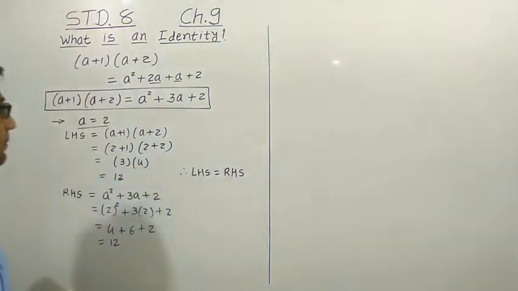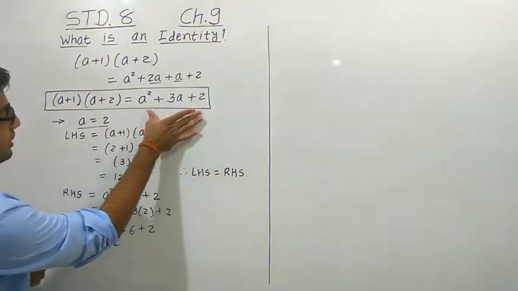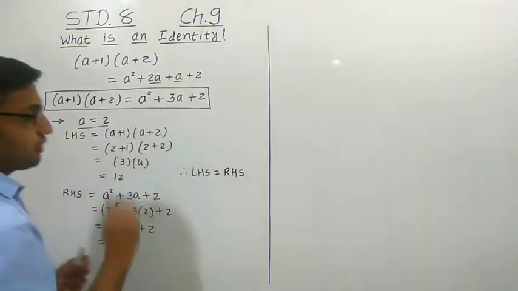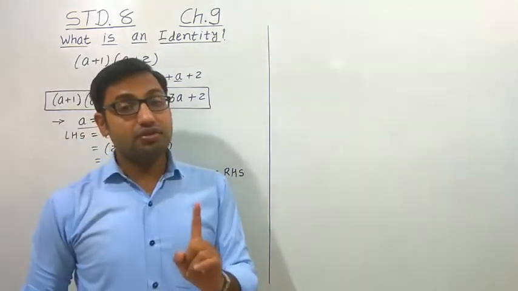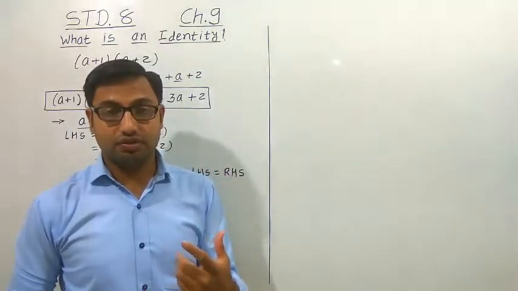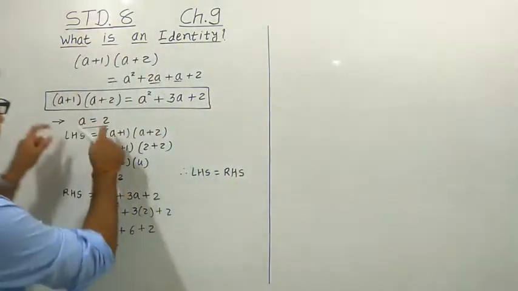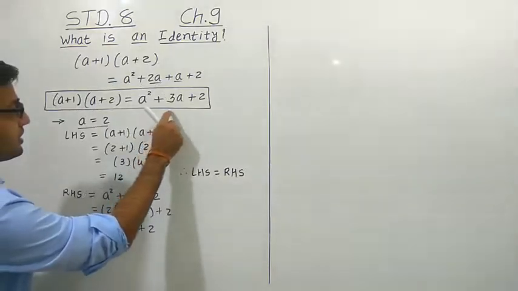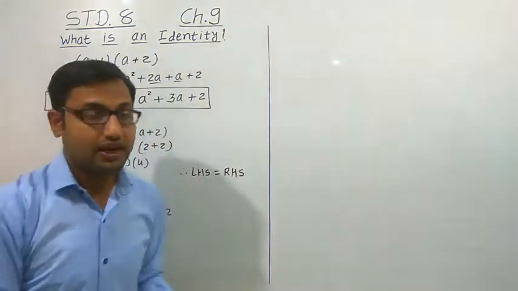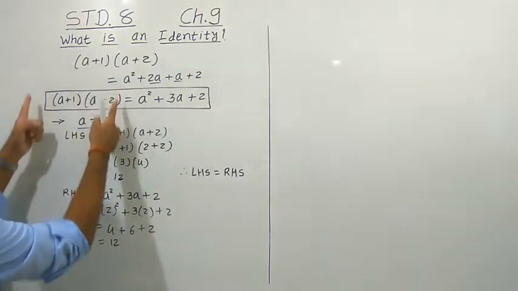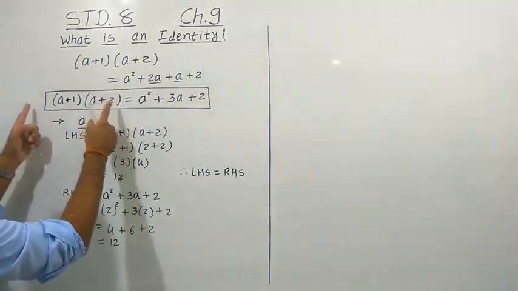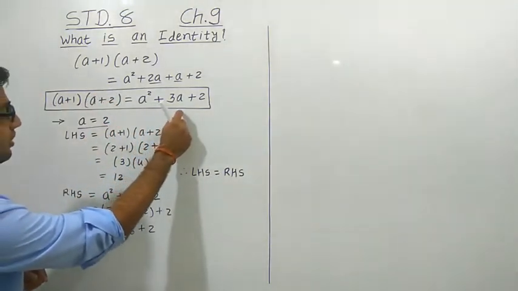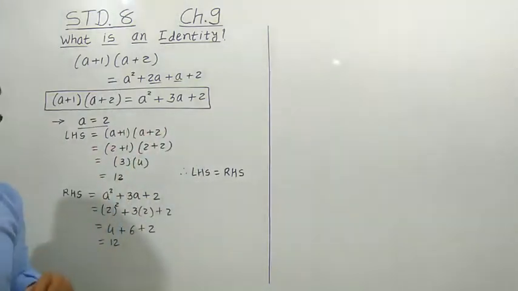It is because this is an algebraic expression, a square plus 3a plus 2, right? Whenever we want to factorize it, this is the factorized form of this algebraic expression. And whenever we are given this portion and we have to expand it, then we can write down this thing. So that is the use of the identity.